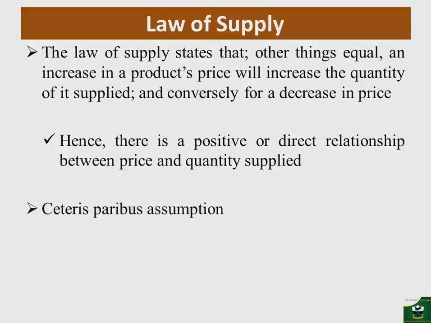So take note that we also use the ceteris paribus assumption here, because supply of a product is not only influenced by the price of that item, but many other factors that one may want to consider, which may include the price of related goods, the input price, the technology, and so on.